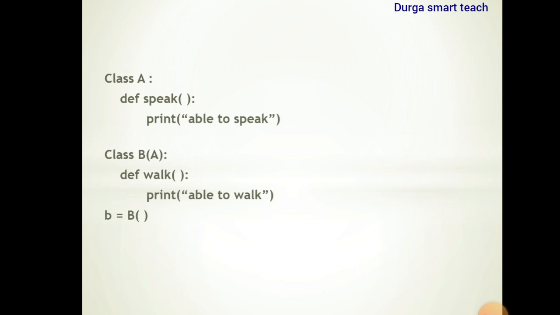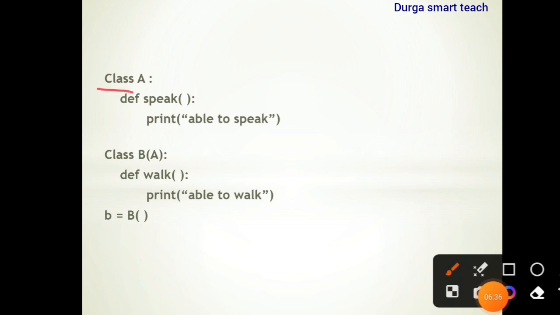Here the example is class A. A is a class name. A class is nothing but it contains variables and functions. So here we are declaring a function: def function name. The def function name is speak. Inside the function it contains the implementation: print able to speak.